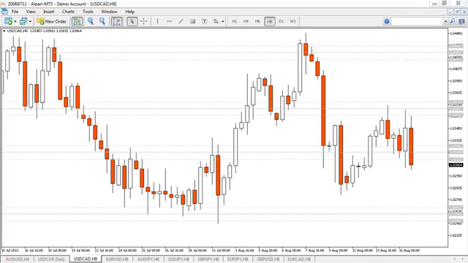Which candlesticks are the correct ones to look at? We discussed that in the first webinar in this series, so you're going to have to watch the recording for that information.